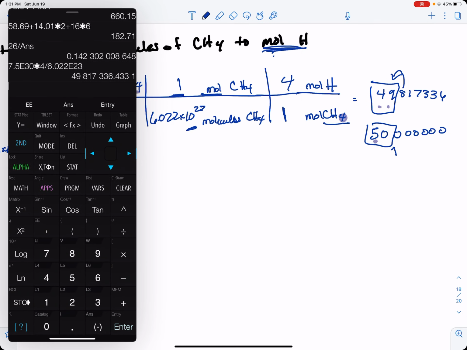So I'm going to say that this becomes 5.0 times 10 to the 1, 2, 3, 4, 5, 6, 7, 7th. And again, my units, the molecules canceled out and the moles canceled out, and I was left with moles of hydrogen.